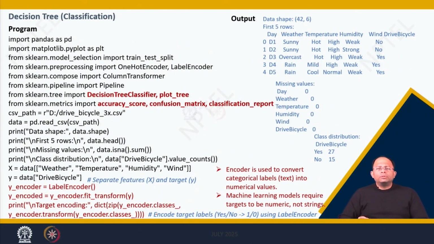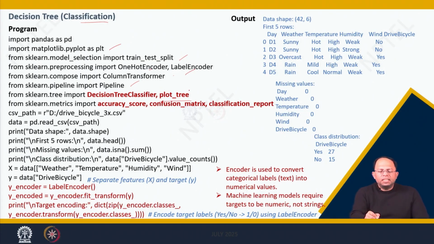Now coming to examples, we will do two examples very quickly, one on a classification task and one on a regression task. More or less it's the same, only a little difference is there. Here we are importing pandas as pd and matplotlib as plt. Then we are using sklearn to import train_test_split. Then we are importing OneHotEncoder and LabelEncoder, because we have categorical variables. Then we are bringing in ColumnTransformer. Then we import Pipeline so that we can build a pipeline here, and we will explain what a pipeline is. Then we bring in the actual model, the DecisionTreeClassifier, and we can also plot the tree.